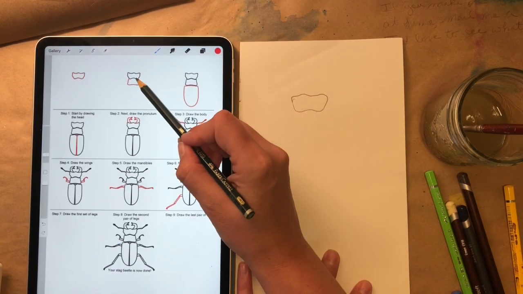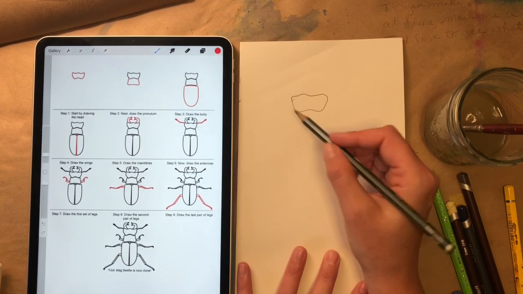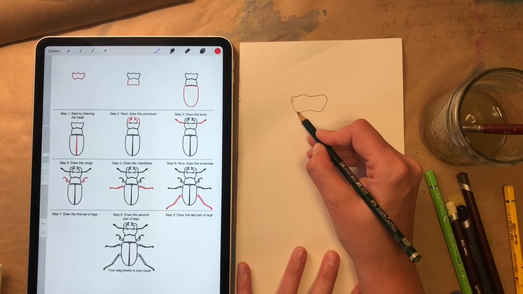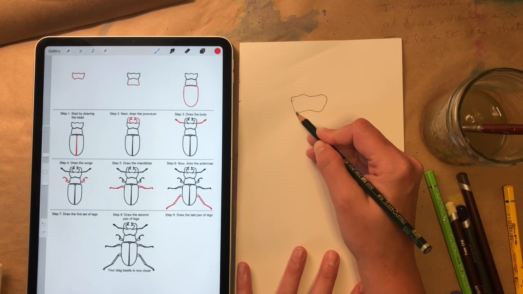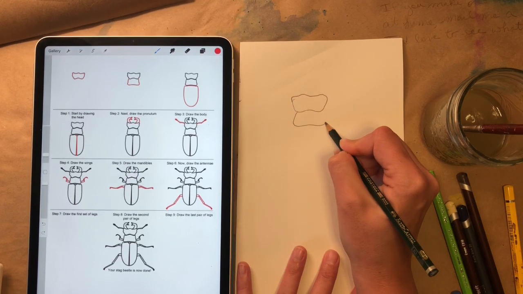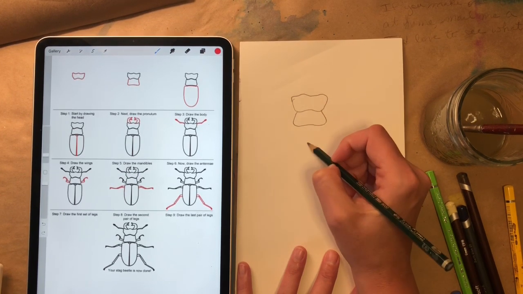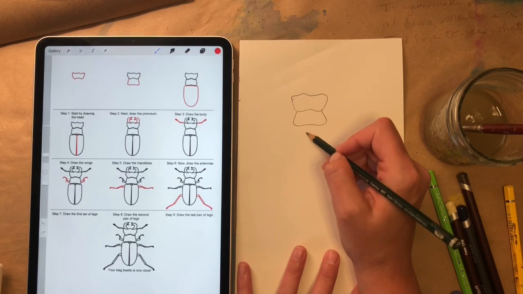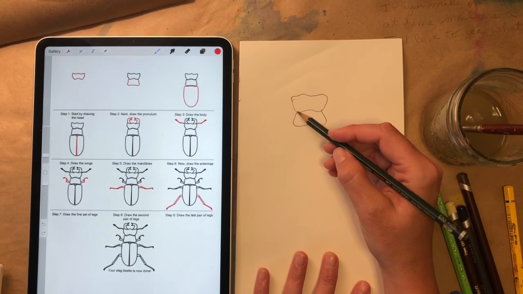I'm going to add the pronotum, just the part under the head. We call this part the thorax: head, thorax. And then you're going to draw the abdomen, or the body.